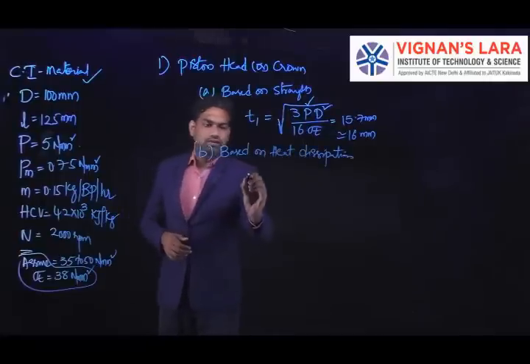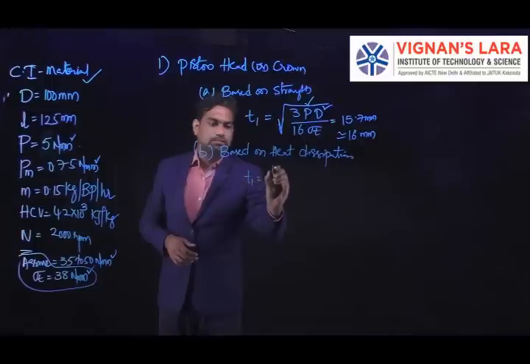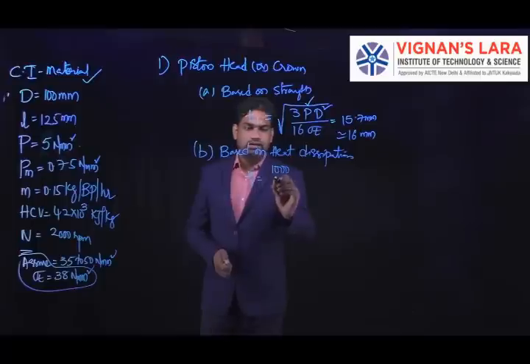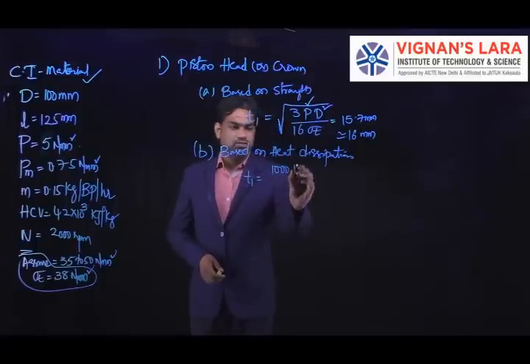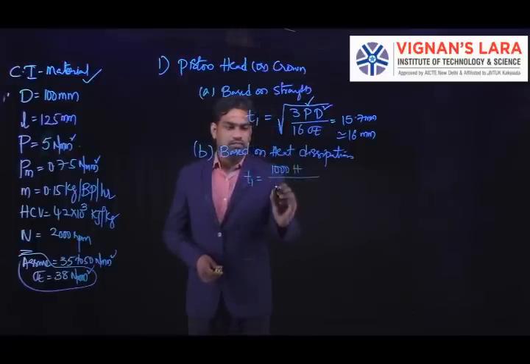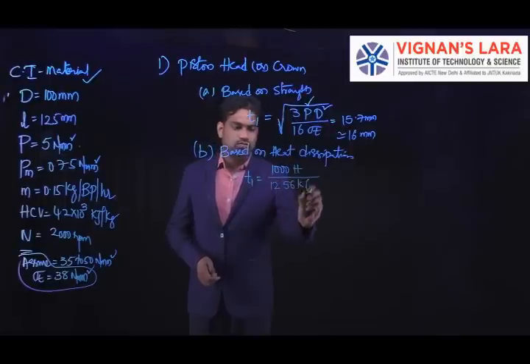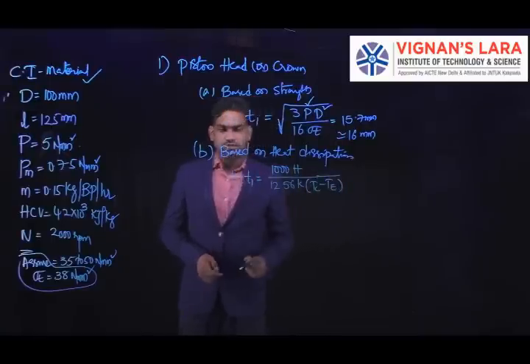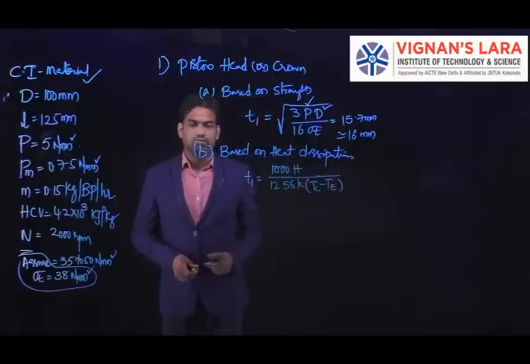Calculate that. The thickness of the head is calculated based upon heat dissipation. The thickness T1 is given by 1000 H by 12.56 K into Tc minus T, in which H is the total heat flow through the piston.